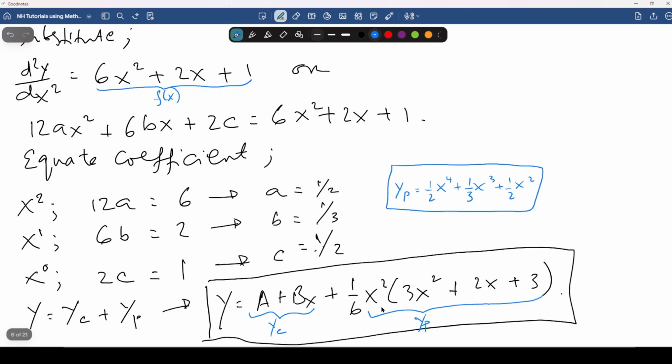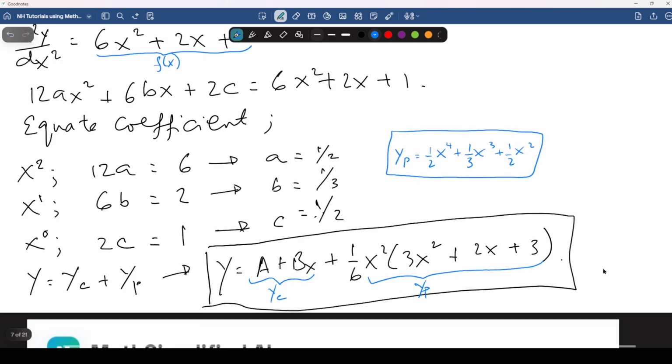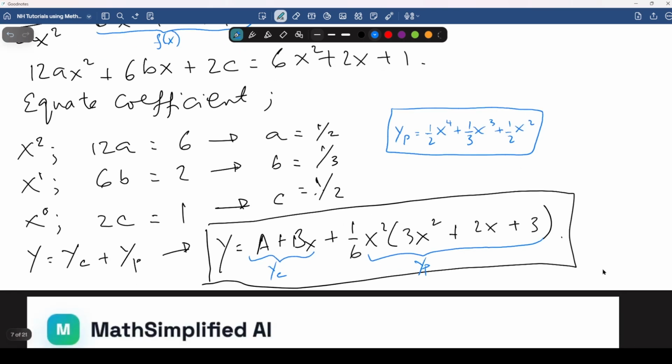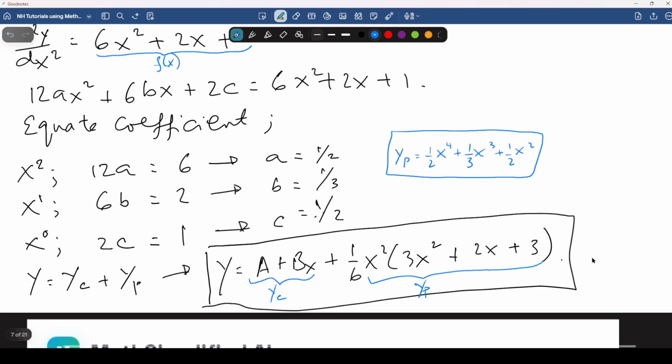Combined with our yc, that is 3 over 6 x to the power of 4, and then 2 over 6, which is 1 over 3, times x cubed, and half x squared. That will be the general solution for that particular non-homogeneous differential equation.